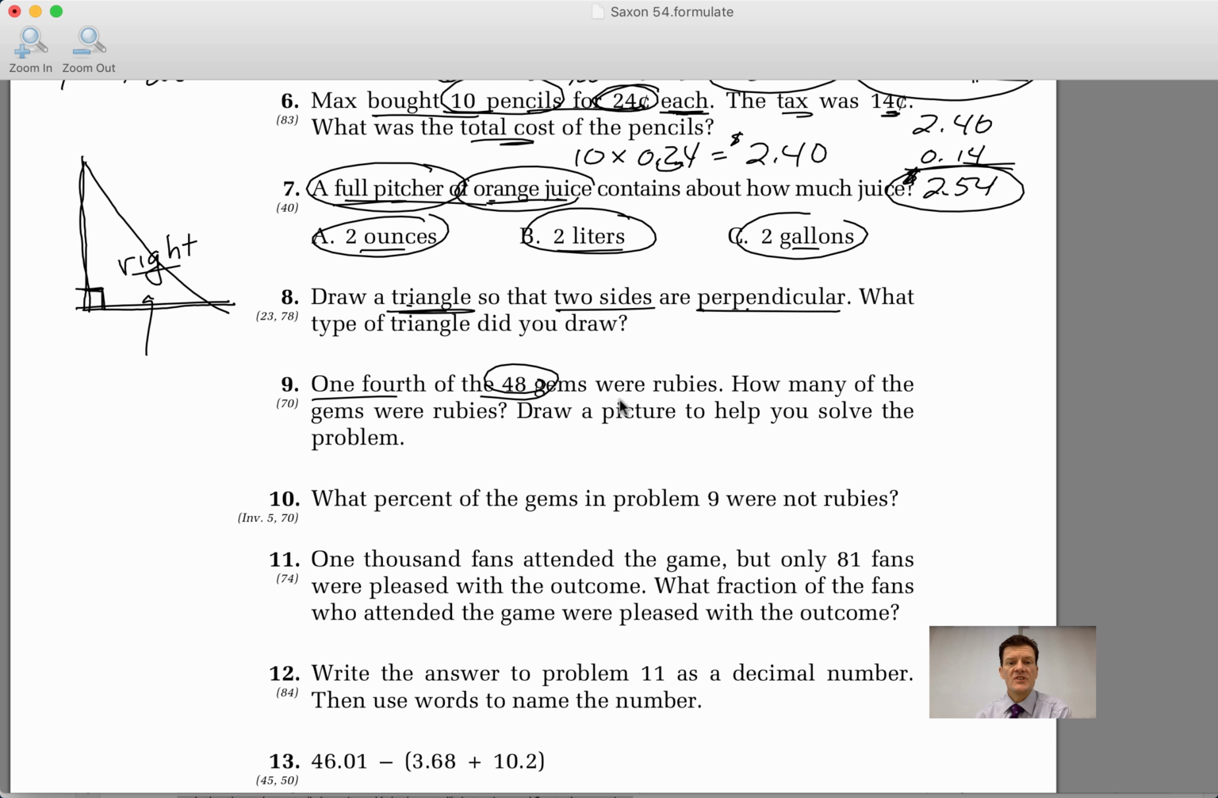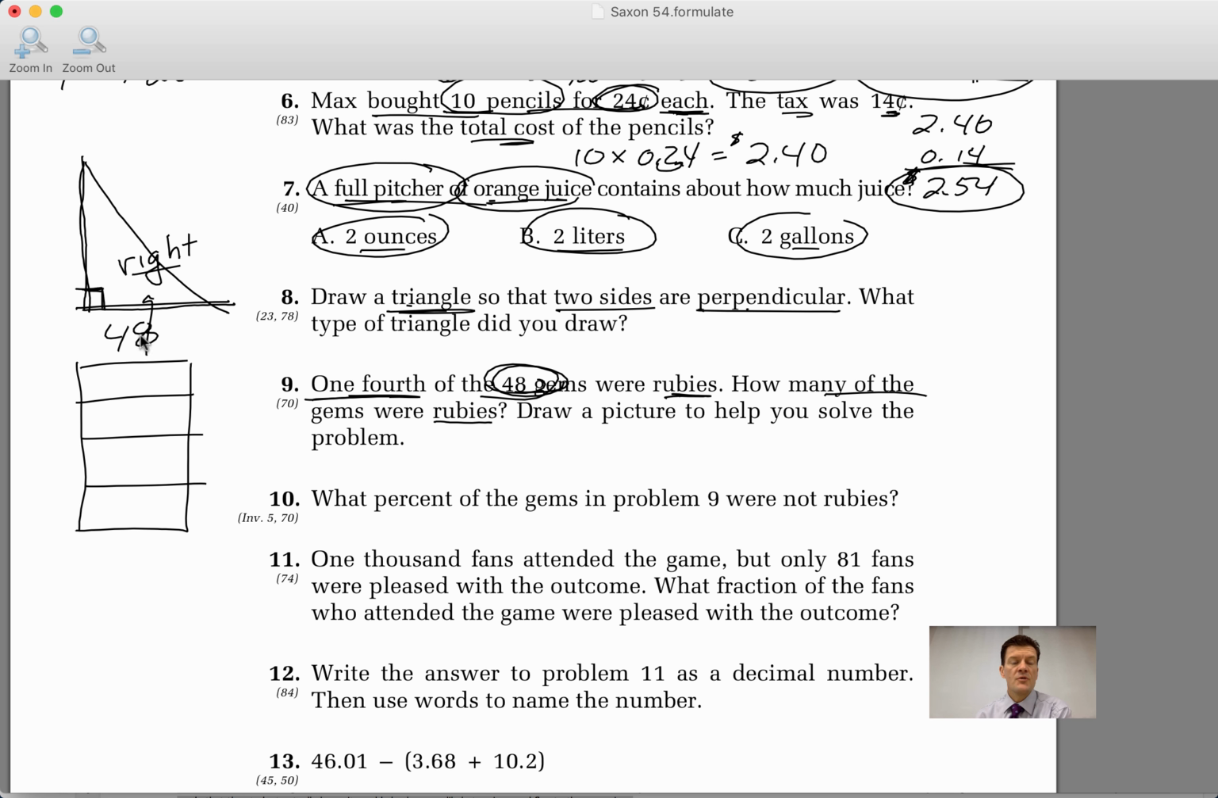1/4 of the 48 gems were rubies. How many of the gems were rubies? Draw a picture to help you solve the problem. So if you've got all the gems in a box and 1/4 are rubies, you've got to divide that into 4 equal parts. 48 is the total, and you want to divide that into 4 equal parts.